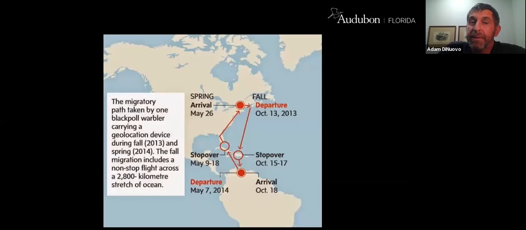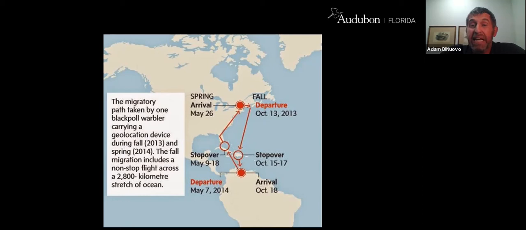And then here's another map. This is a blackpoll warbler. This is data where they put transmitters on these birds. So you can see here where they depart in the fall. That bird departed on October 13th and had a quick stopover for 2 days and then down to South America. So that whole trip only took that bird 5 days with a 2-day break. So you can really see there, if that bird gets to its departure point and there aren't good spaces for it to rest and feed, it's never going to make it.